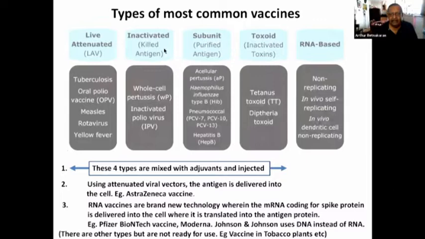Then you can have killed antigen. The antigen is completely destroyed and you use the killed antigen. This is not really killed, but sort of inactivated. Then you have subunit. You take a part of the antigen and use that. Then you have some of the toxins that are produced by the virus and use that, like tetanus, where the toxoid is used. More recently, we have an RNA-based system where you have the RNA of the virus and use that as the antigen and produce antibodies.